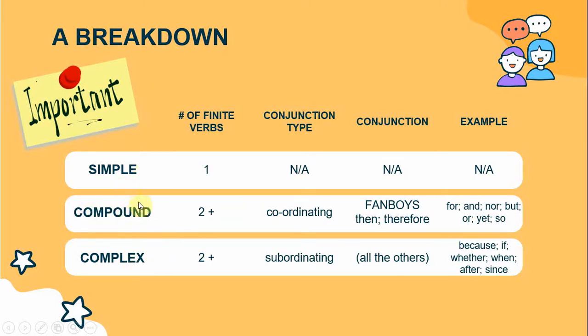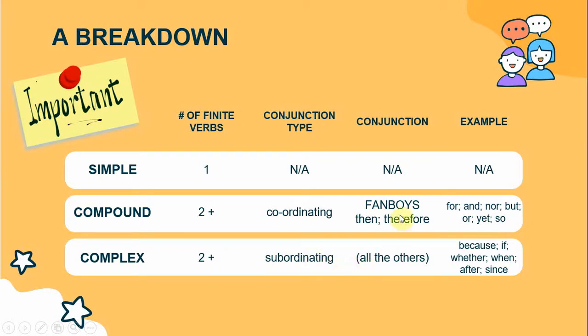Now, if it's a compound sentence, it'll have a coordinating conjunction, which means that it'll be joining two main clauses, right? The conjunctions that I've got to look for are fanboys, then and therefore. Now, fanboys is an acronym that stands for for, and, nor, but, or, yet, so, and then and therefore. So if there is one of those conjunctions in the sentence, and there are two or more finite verbs, I know it's compound.